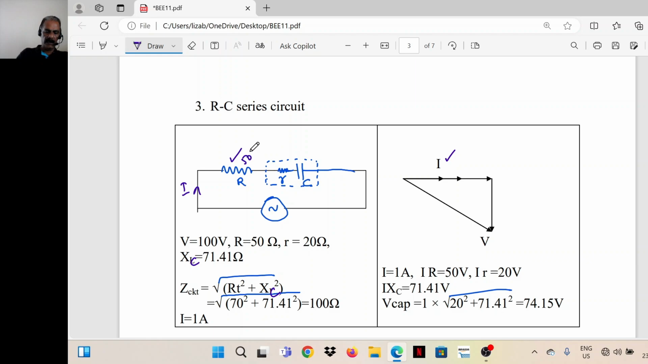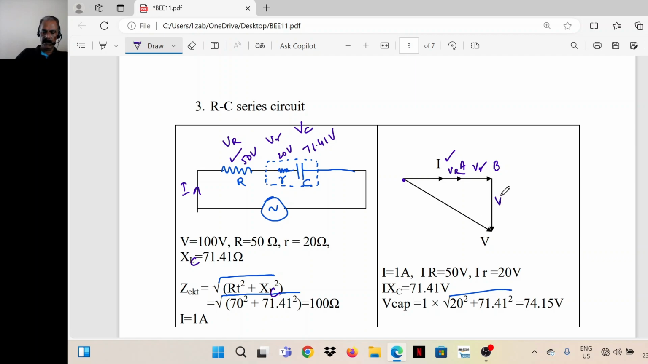So same voltages, 50 volt, 20 volt, and across the capacitor it is 71.41 volts. VR is equal to 50, V small r is equal to 20, Vc is equal to 71.41 across the capacitor. Now what is the relation? This is OA. OA is equal to VR. Then AB is equal to V small r. So both are resistive drops, and they will be in phase with the current.